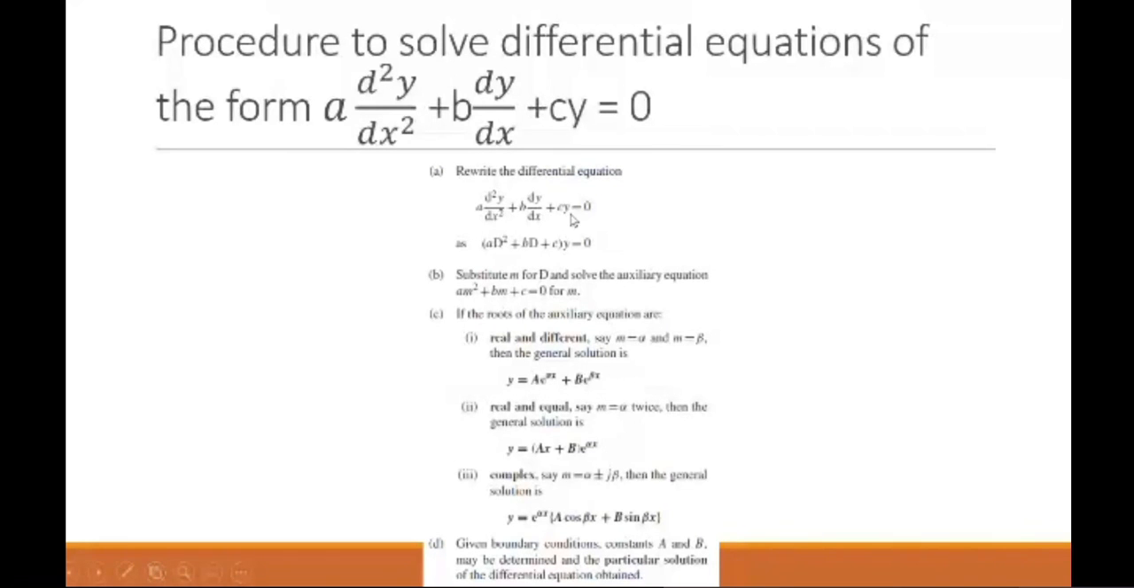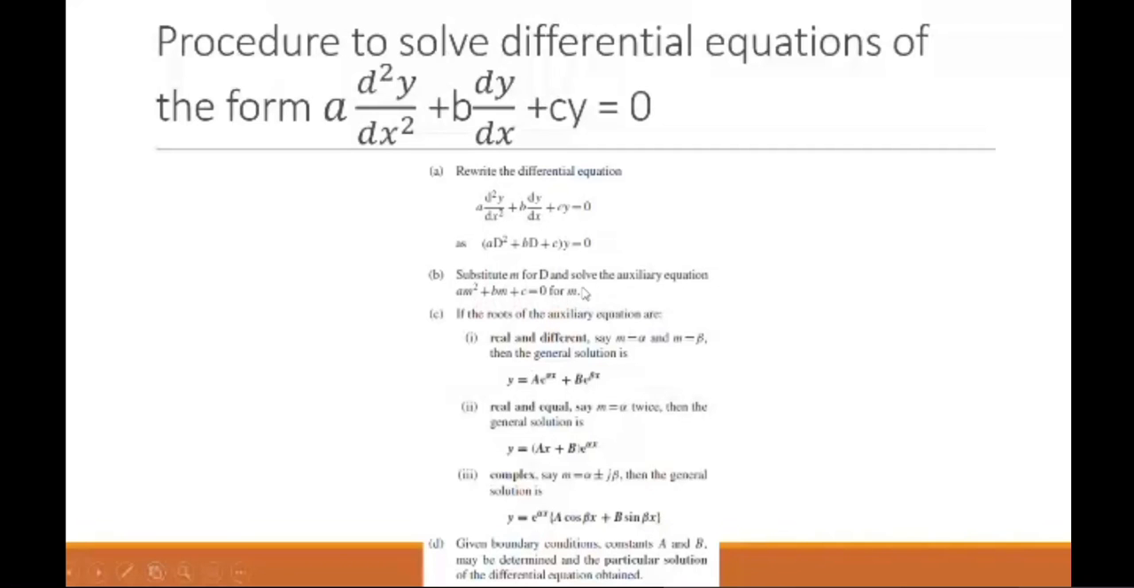First step is you have to rewrite the second order differential equation using the D operator, and then substitute this D by m, and then we find the auxiliary equation in the form of m. Auxiliary equation means when we replace this D operator by m, and then we are looking for solutions of this quadratic equation in the form of m. So this is a quadratic equation.